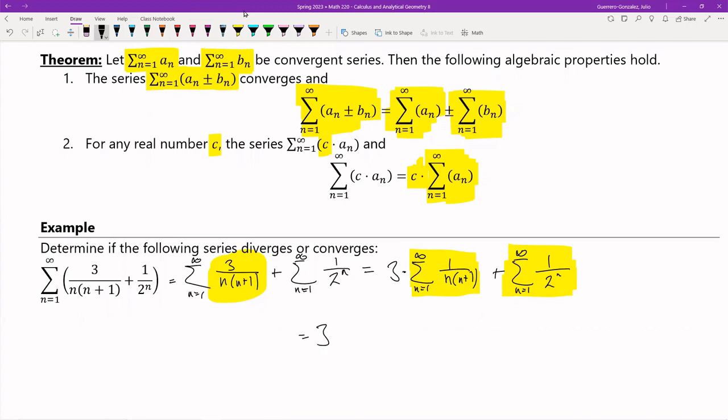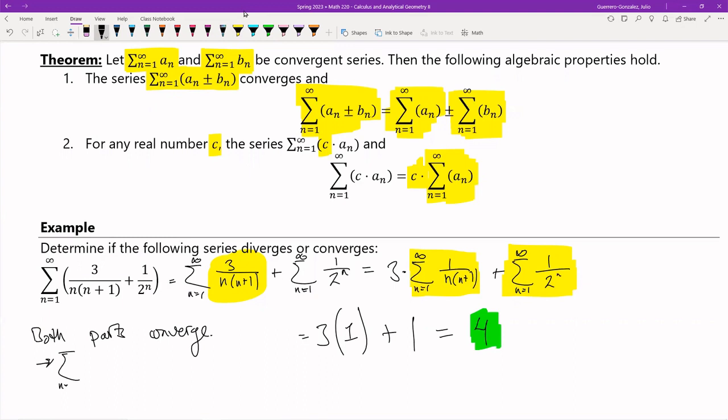So this first one is going to be 3 times the convergence of the first summation, that's going to be 1, right? Plus the convergence of the second one, the 1 over 2 to the n, that's going to converge to 1. So all of this is going to converge to 4, right? So the idea here is both parts converge, therefore the sum n equals 1 to infinity of 3 over n(n plus 1) plus 1 over 2 to the n converges, and it converges to 4.